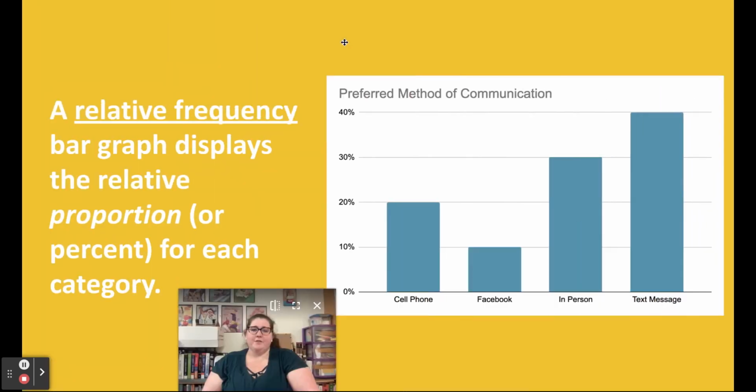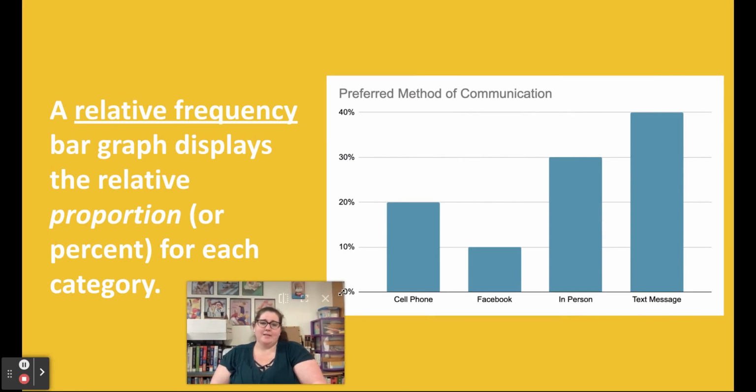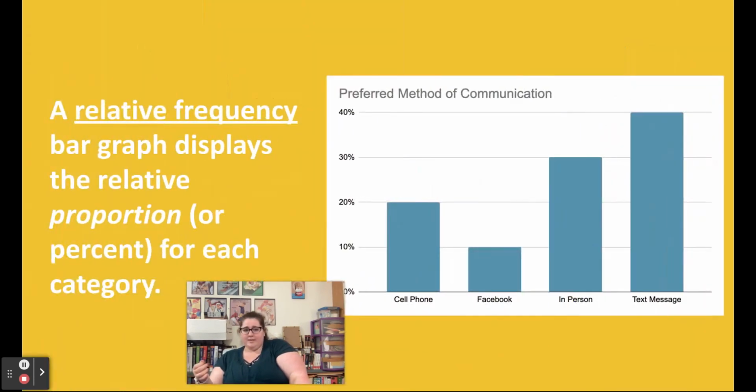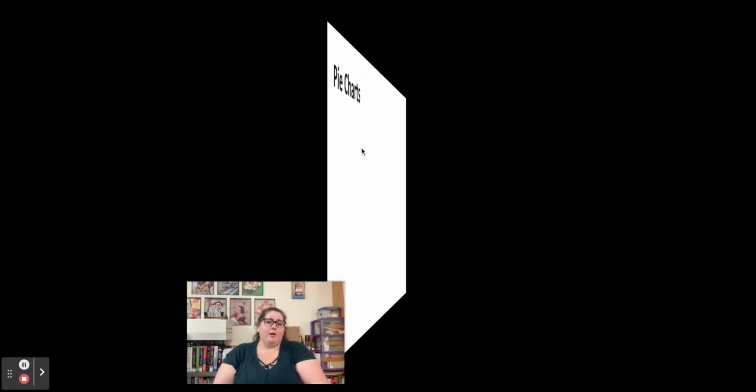We could also do a relative frequency bar graph, which is the same idea, but instead of numbers along our y-axis, we put percentages. So the percent of people who said cell phone, Facebook, in-person, and text message would be another way. This would be good if we had a table that gave us percentages, or if we were more interested in visually displaying the percentages. So I have percents instead of numbers. Notice that the graph didn't really change a whole lot from what it looked like before. The bars don't look a whole lot different. All that really changes is the y-axis, but that is definitely allowable for bar graphs.